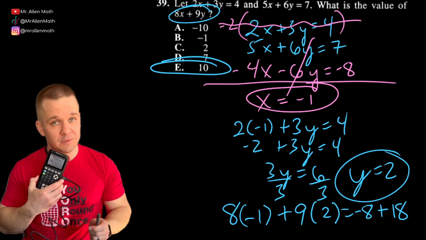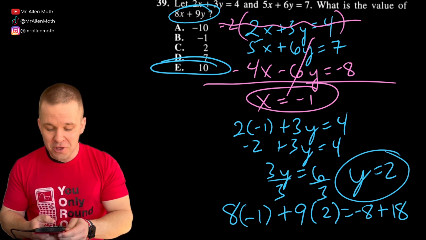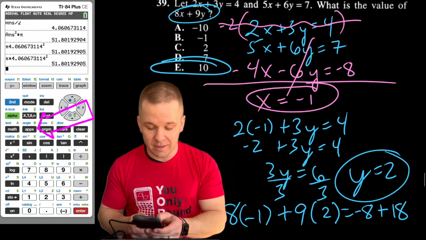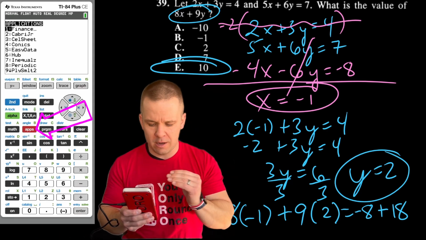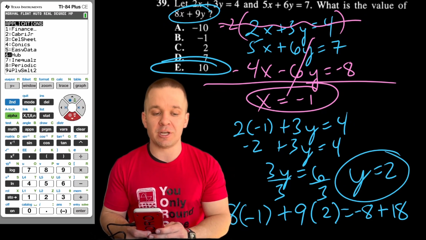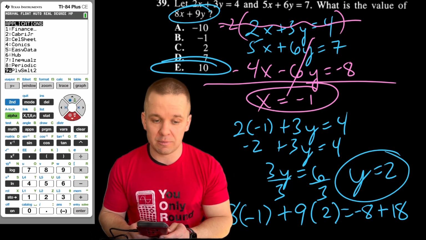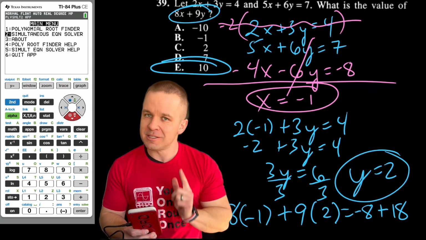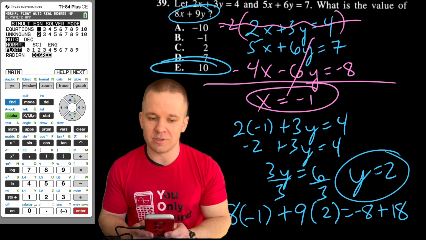But did you know there's an app for that? Check this out. Let me pull my calculator up. You're going to hit apps. It's third one down, one over, kind of by the green alpha button. And then we're going to arrow down to option 9, it's polynomial and simultaneous equation solver. That second option there is simultaneous equation solver.